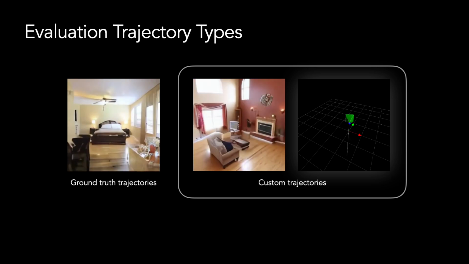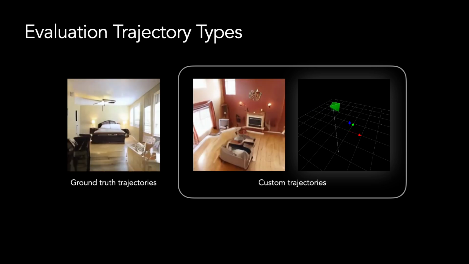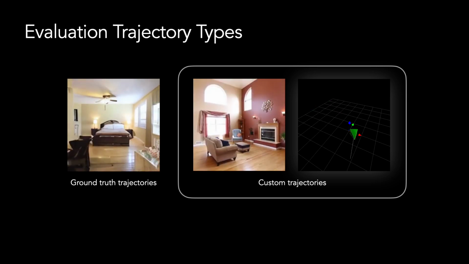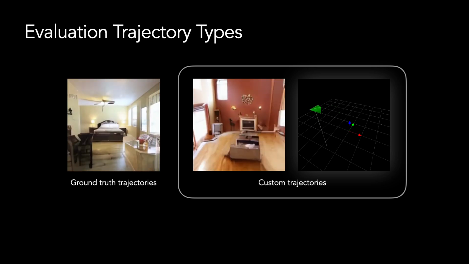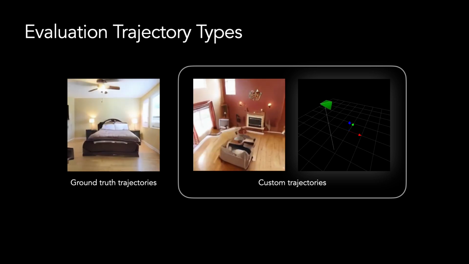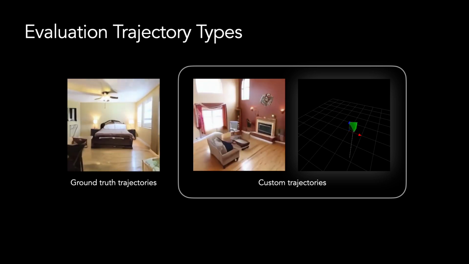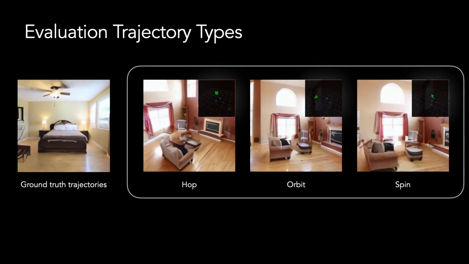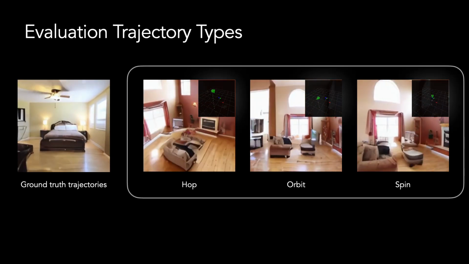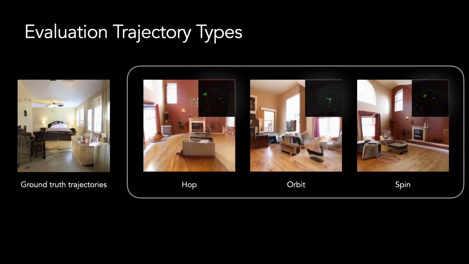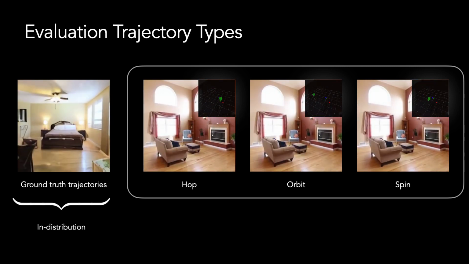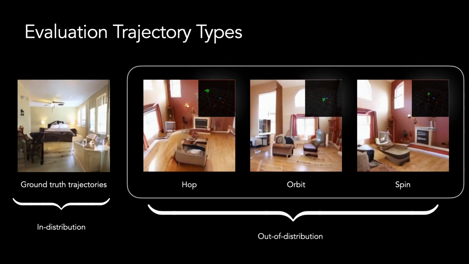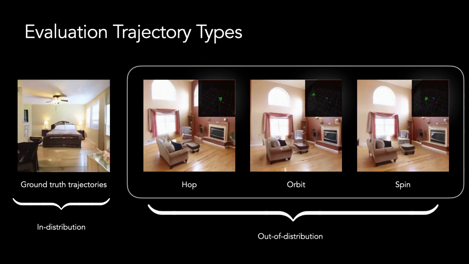The specific trajectory shown here is the hop motion, where the camera moves along a vertical semicircular path while pointing at the center of the scene. In the middle, we have a generated sequence with the hop motion shown here. On the right, we have a visualization of the camera motion. In total, we define 3 custom trajectories: hop, orbit, and spin. The ground truth trajectories serve as in-distribution camera motions, while the custom trajectories are used to evaluate the model's ability to generalize to out-of-distribution trajectories.